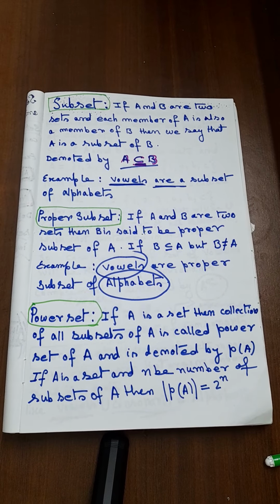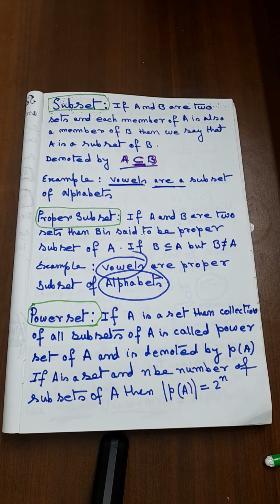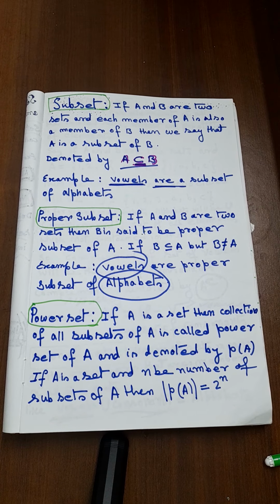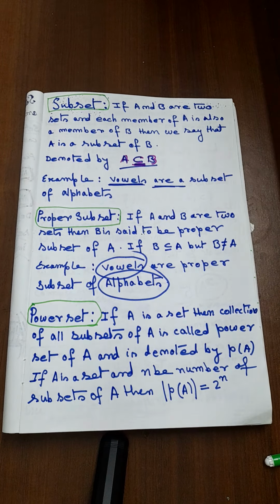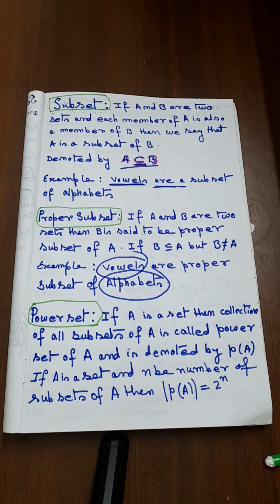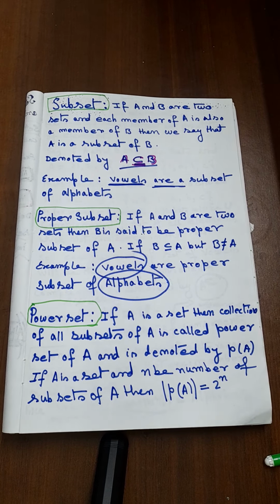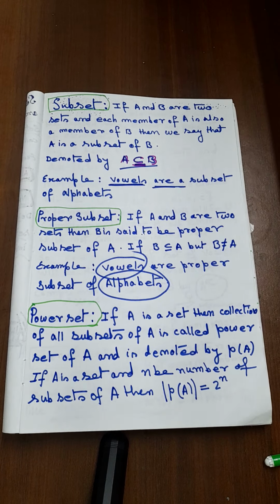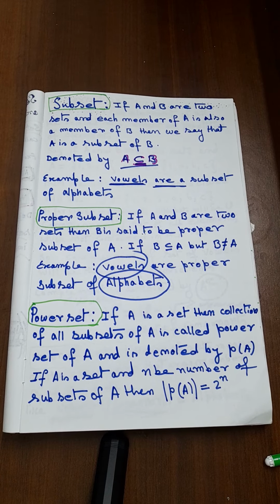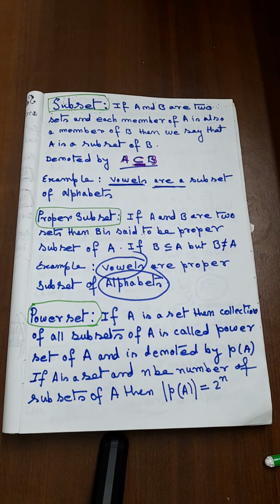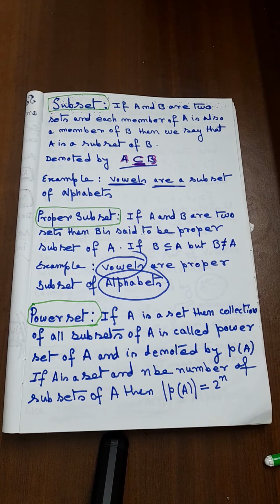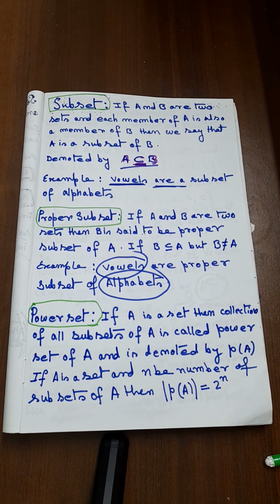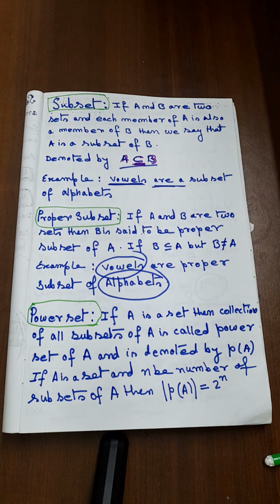Now what is a proper subset? If A and B are two sets, then B is said to be a proper subset of A if B is a subset of A but B is not equal to A. Like vowels are a proper subset of alphabets, because all the characters that belong to vowels also belong to the alphabet, but the set of vowels is not equal to the set of alphabets. Why not? Because the set of vowels has only 5 characters and the set of alphabets has 26 characters.